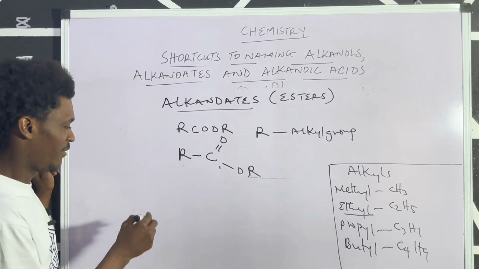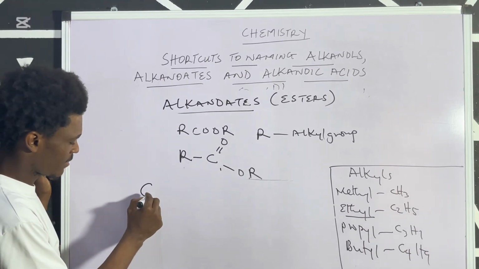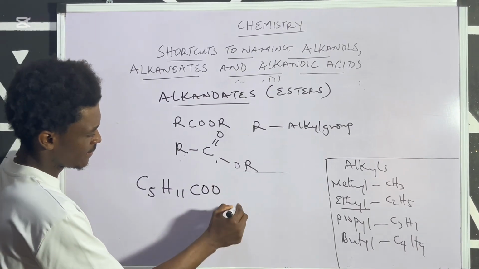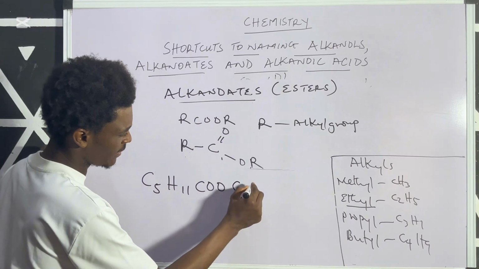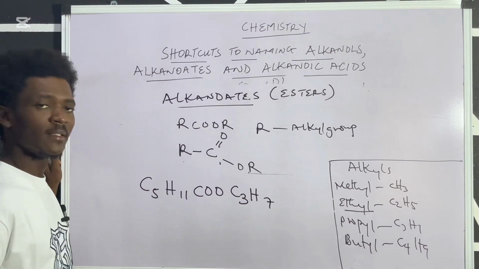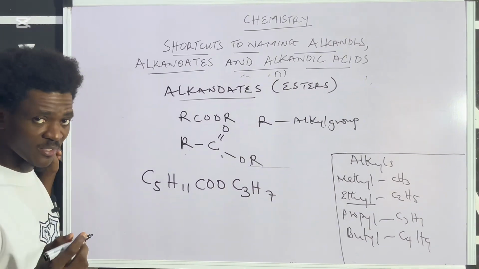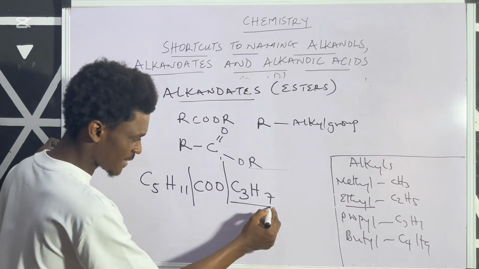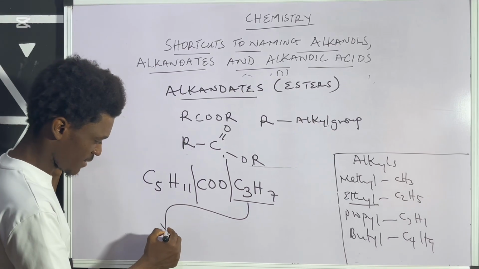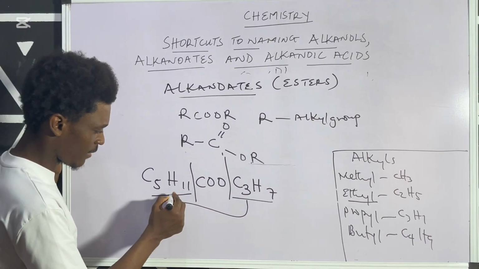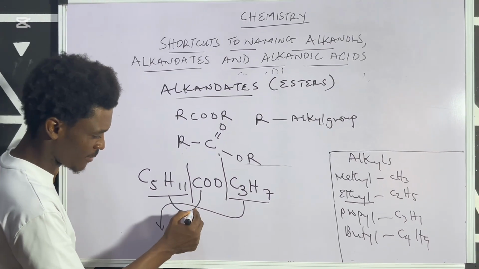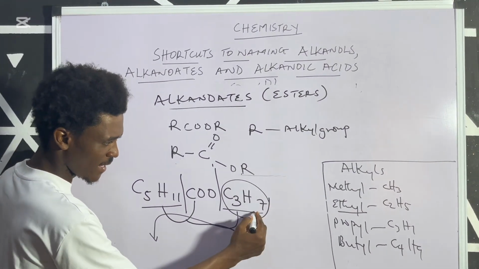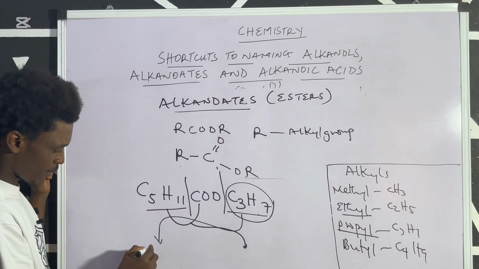Let's say we are given something like this. And then we are told to name this compound. Now, how would you go about naming it? It's very easy. You split it again into 3 parts, and then you name the last alkyl group, don't forget, as first, and the first alkyl group alongside with the carbon atom of the functional group as last. Simple. Now, what's this? This guy is propyl. So we say propyl.